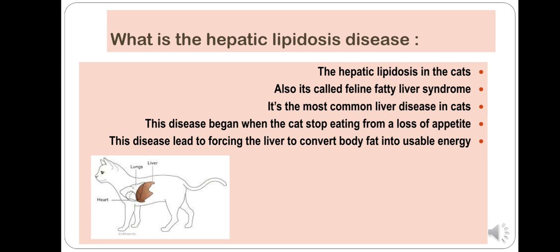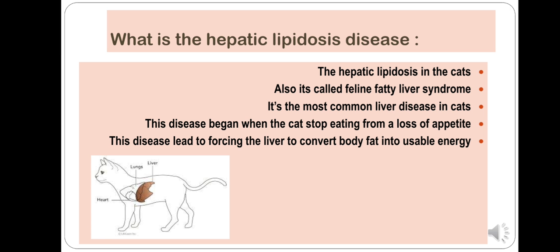What is the hepatic lipidosis disease? Hepatic lipidosis in the cat is also called feline fatty liver syndrome. It is the most common liver disease in cats, and we should know that the disease is totally unique to cats and doesn't occur in any other animal. This disease officially has no known cause, though obesity is known to increase the risk.